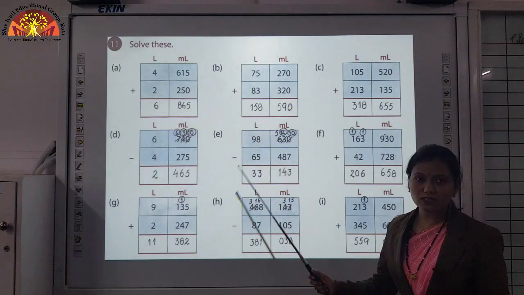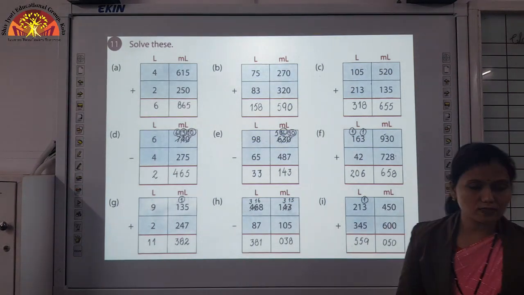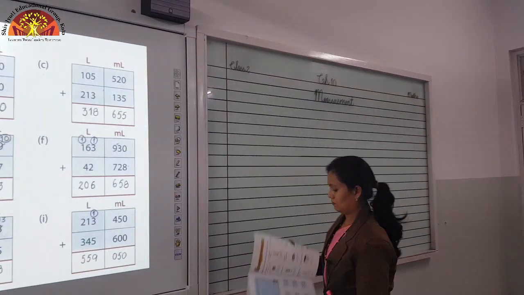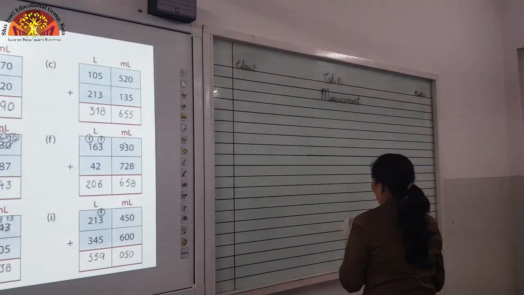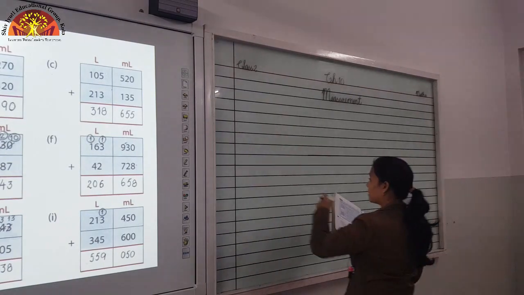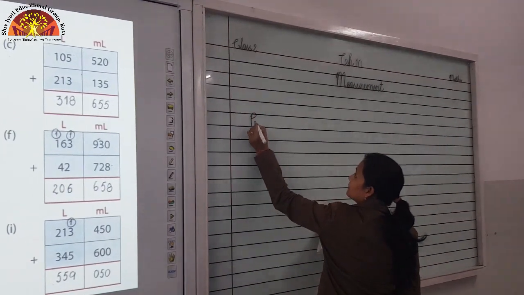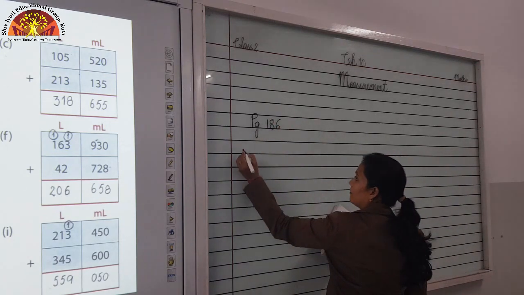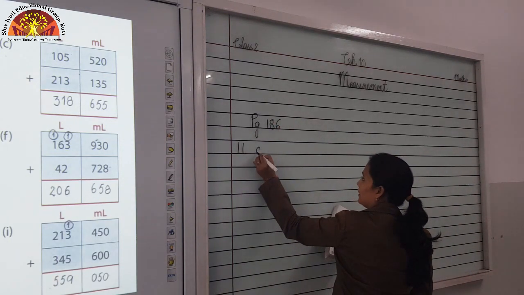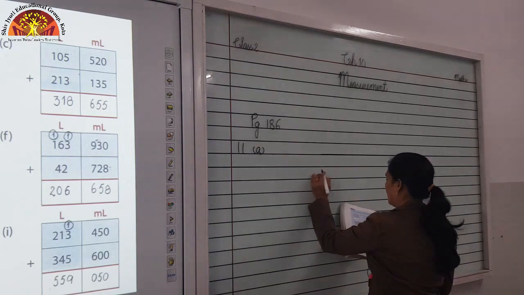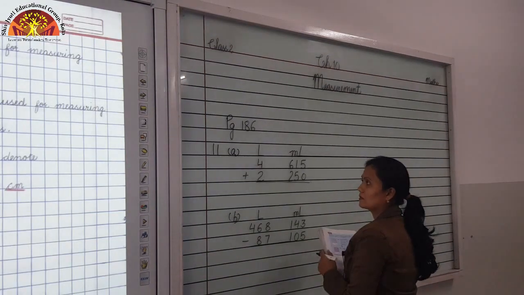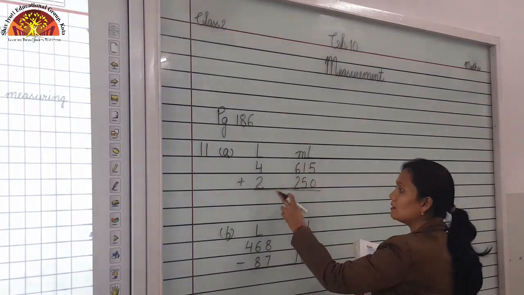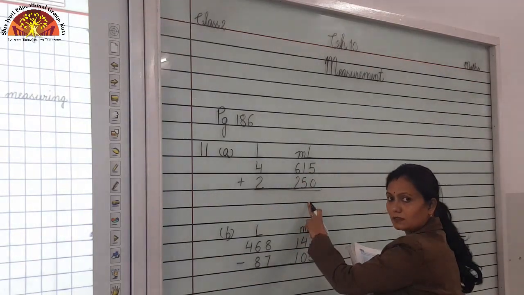Now, next question is question 11. So let's see this question on board. Page number 186. Question number 11. A. So 11th A is 4 liter 615 milliliter, 2 liter 250 milliliter, right?